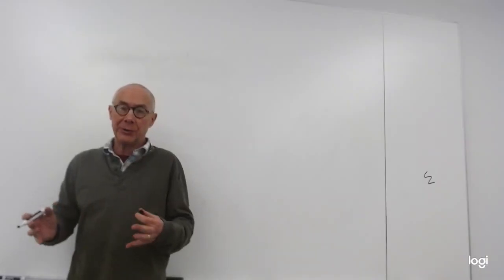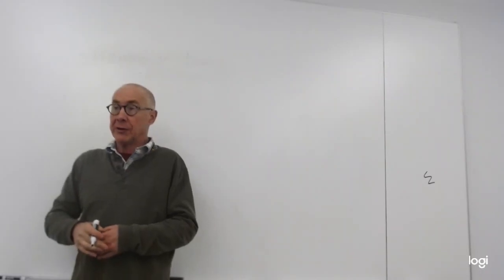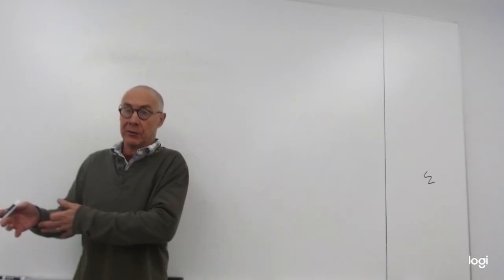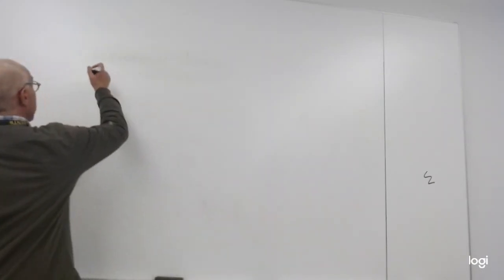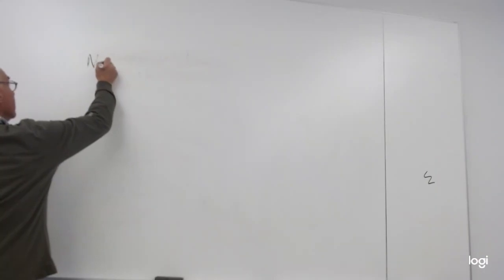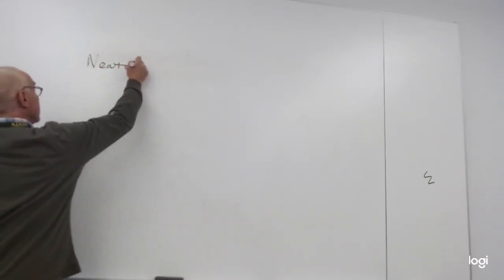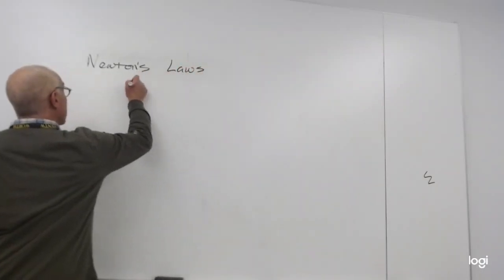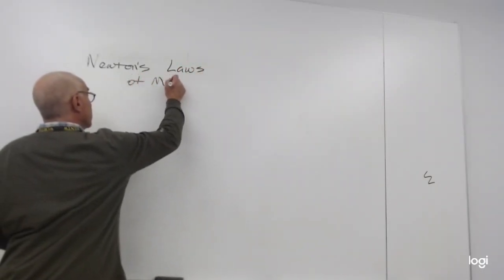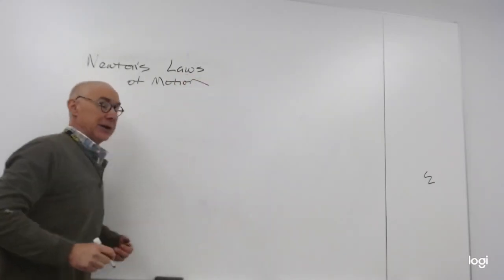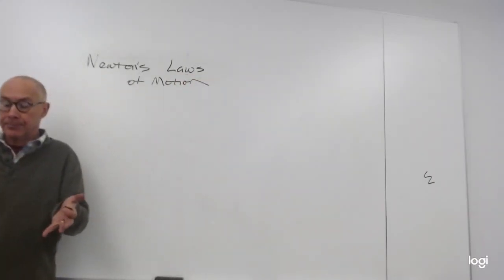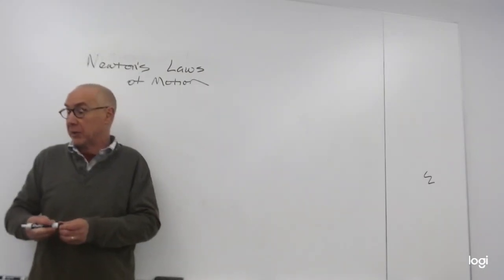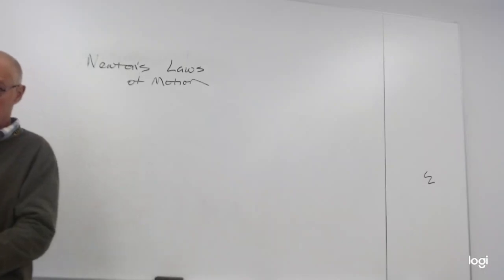Now we're going to talk about Newton's laws of motion, which basically describe what happens to an object when you apply a force to it. These are Newton's laws of motion, and these are from the 1700s. They're observations that we're still basically using to this day.